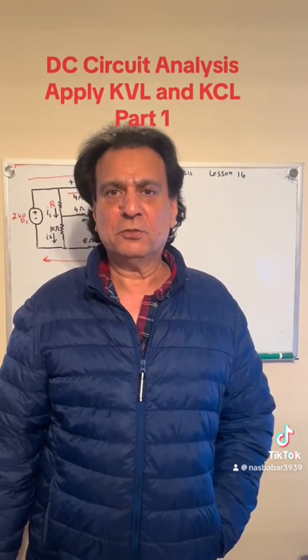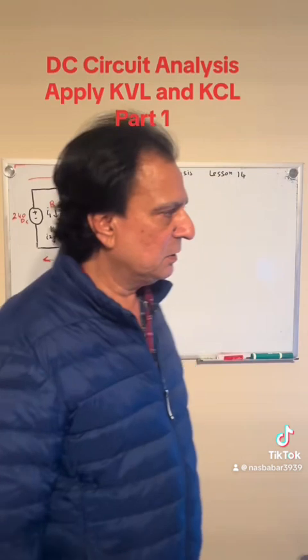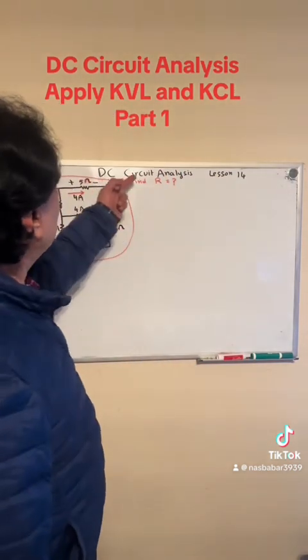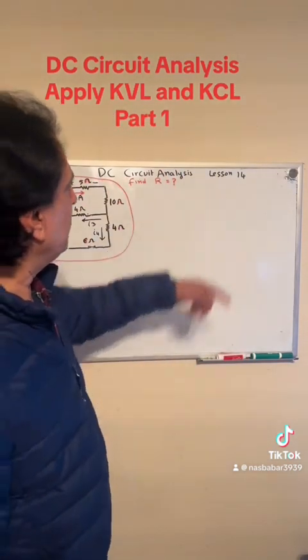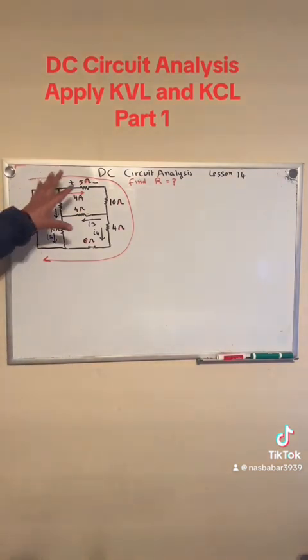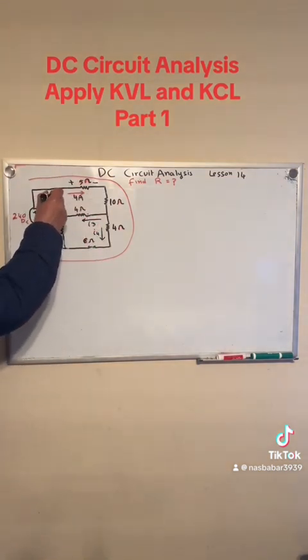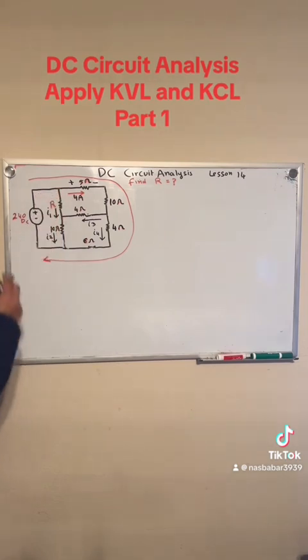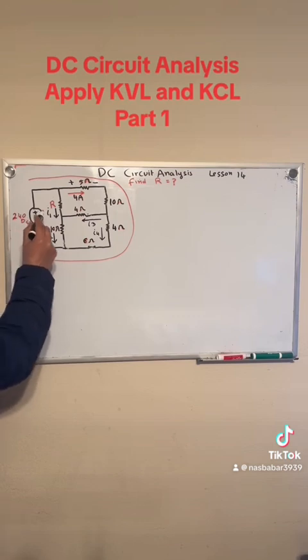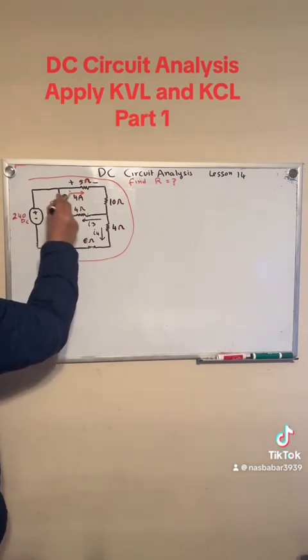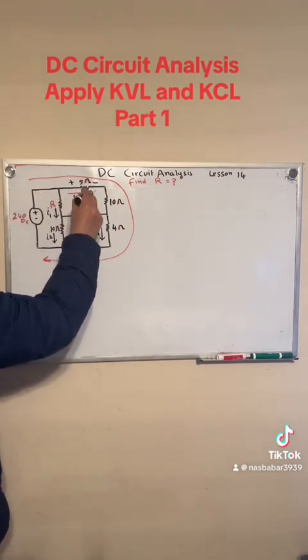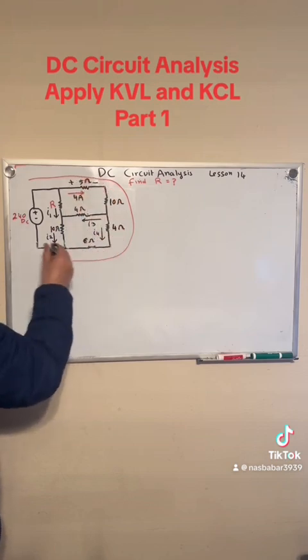Having said that, let's get started and dive into today's lesson. Today's lesson is DC circuit analysis, lesson number 14. We've been given a diagram right here, and we have been asked to find this resistor right here. We have a 240 volt DC source, and all we have is the current flowing in this direction, and the values of the resistors.